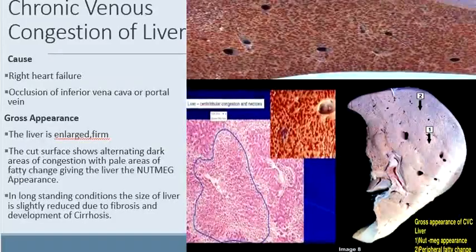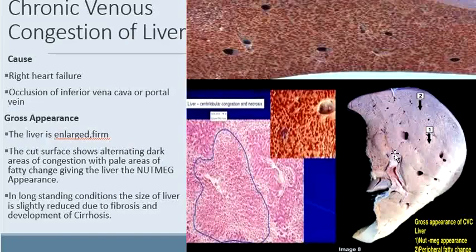Let's discuss the chronic venous congestion of liver. What is the cause? Right heart failure, occlusion of inferior vena cava, portal vein obstruction. What is the gross appearance? The liver is enlarged, firm.